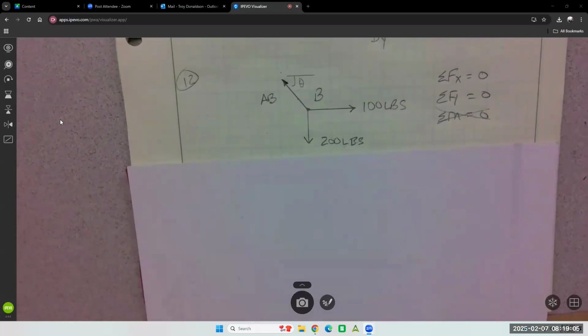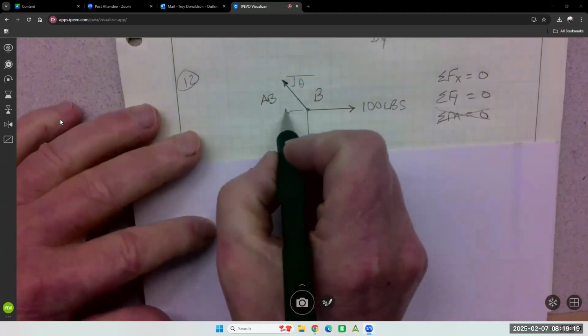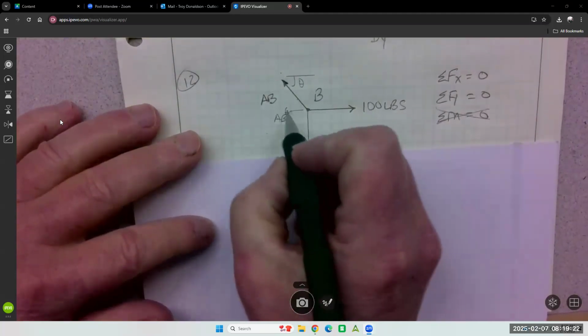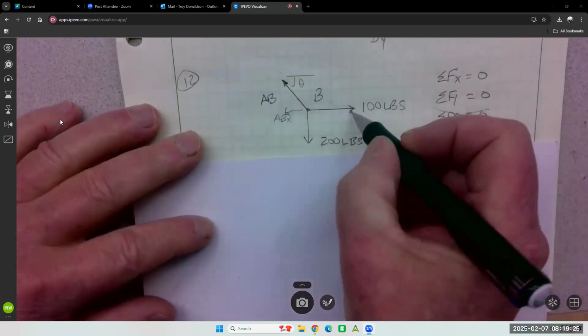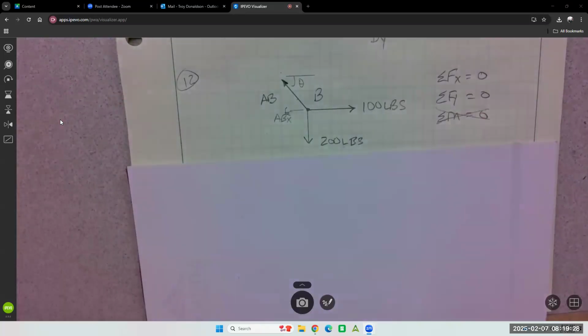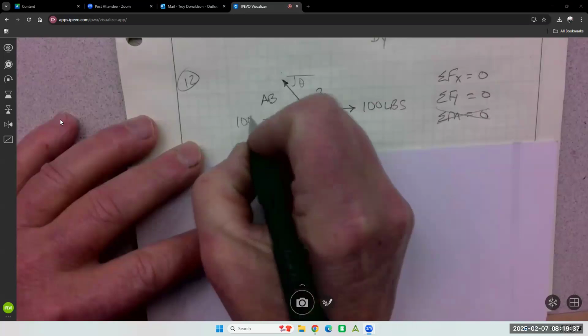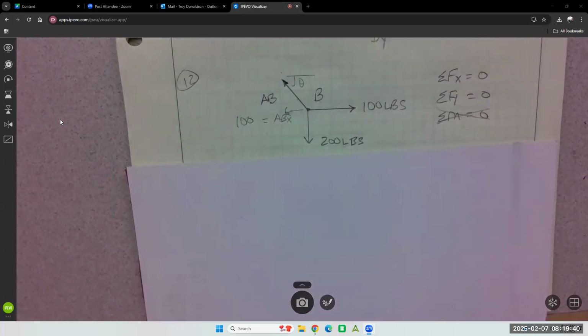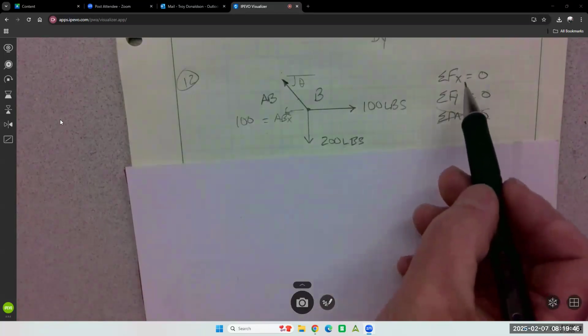How many forces are in the X? 2. What are they? Tell me. The 100 going to the right, and the ABX, the X component of AB. And it's got to be going left if that's going to the right. There's only 2. They've got to be equal and opposite. So this thing is 100, heading in the negative direction. It has to be, because we've got to make this true.